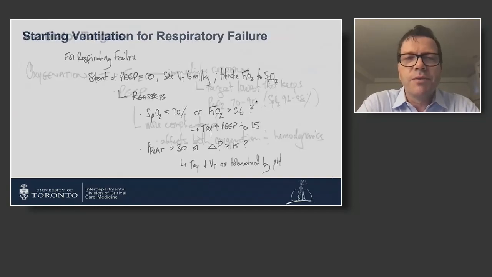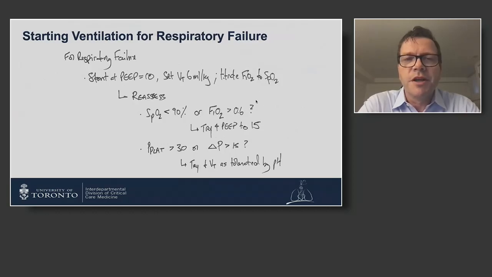As a general starting point, here's what I suggest. If you're putting somebody on the ventilator for the first time, start at a PEEP of 10. That's a nice moderate level. Set the tidal volume to be 6 mLs per kilogram, whether you set it directly on volume control or indirectly with pressure control, and titrate the FiO2 to achieve your target saturation. Let the patient settle into that for a few minutes, and then reassess.